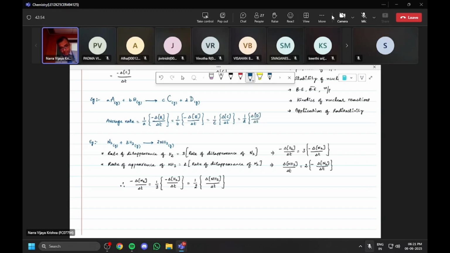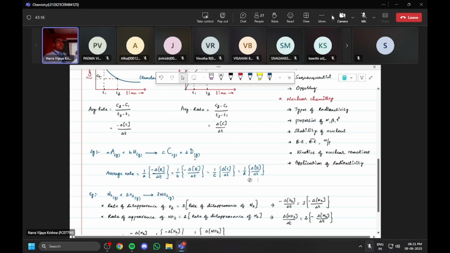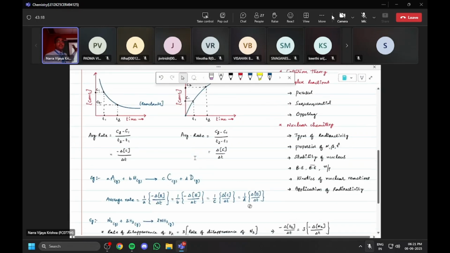Any questions in this? Understood or not? Clear? So if you have a stoichiometric coefficient, write the stoichiometric coefficient in the denominator and write that reaction. Simple. If it is a reactant, take negative. If it is a product, take positive. Clear? Any questions in case of average rate?